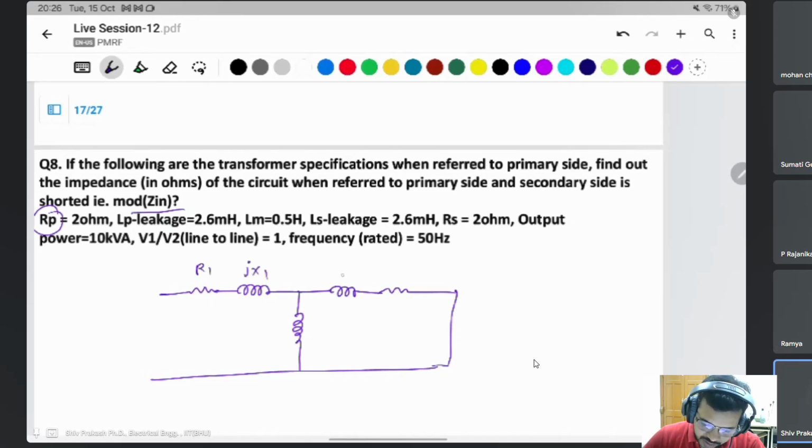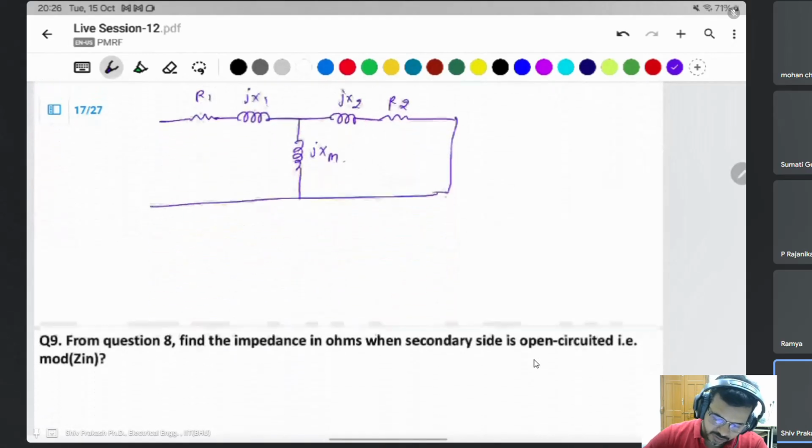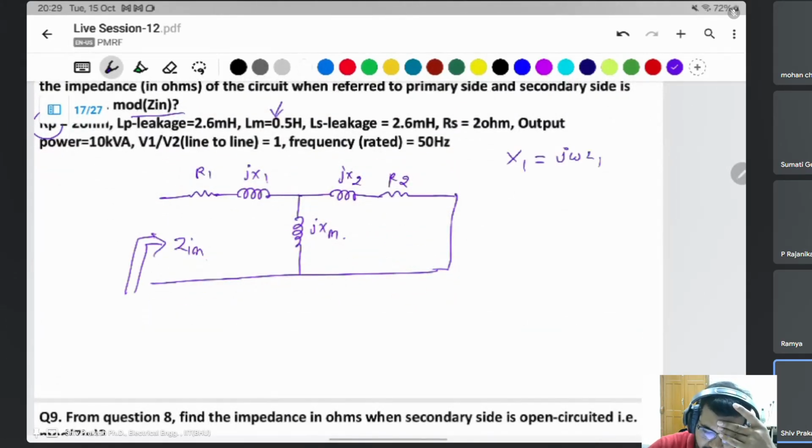R1, jX1, jX2, R2. The magnitude is given of the magnetizing inductor. You can say XM, because LM is given, and from LM you can calculate XM. It means 2 pi f L. Then X1, L1 is given 2.6 millihenry. 2 pi f for 50 hertz will be 314 into 2.6 into 10 to the power of minus 3. Then X1 will be 0.816 ohm.